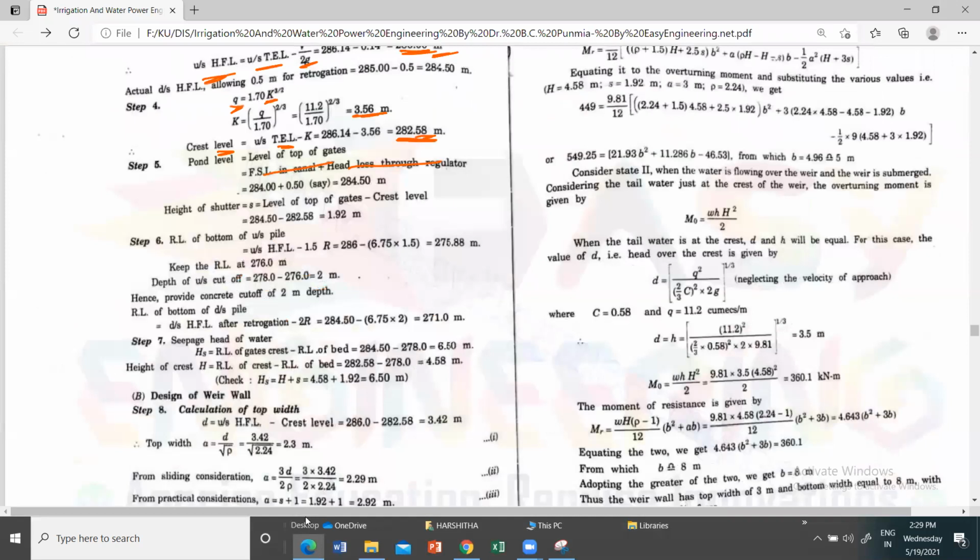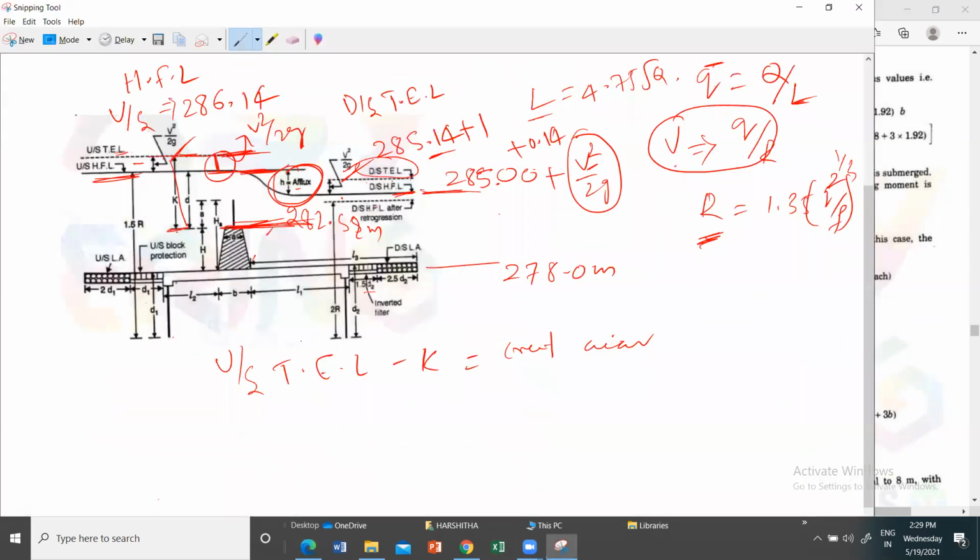After that we can calculate the reduced level of the upstream side sheet pile. So these sheet pile levels you also need to calculate. These dimensions, the bottom of the upstream side sheet pile and the bottom of the downstream side sheet pile, these levels we also need to calculate.